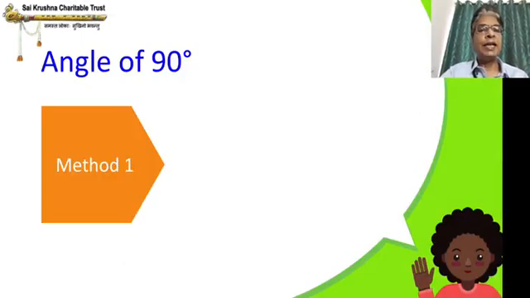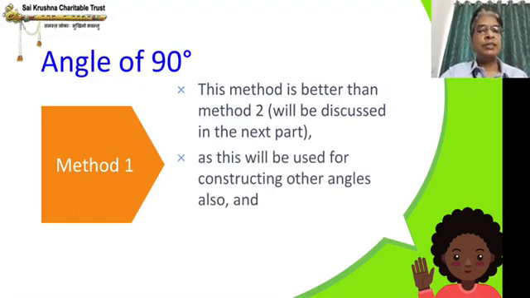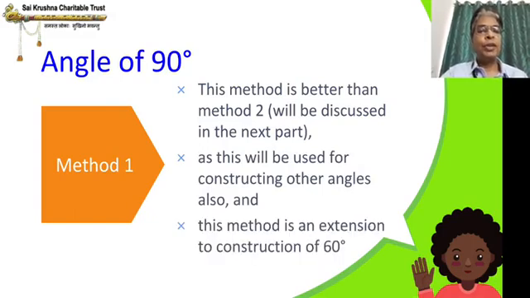Now we will see the 90 degree angle. This is method 1. There are 2 methods. This method is better than method 2. Method 2 we will discuss in the next part. But this method 1 will be used for constructing other angles also. And this method is an extension to the construction of 60 degrees. So method 1 is more important, so that we will discuss in detail in this part. Method 2 we will discuss in the next part.